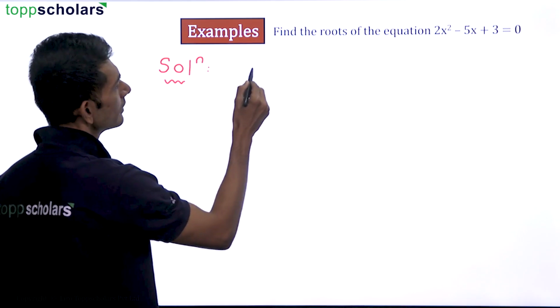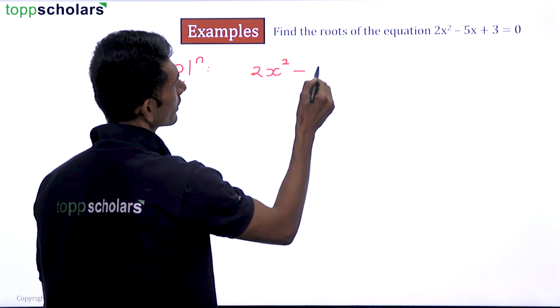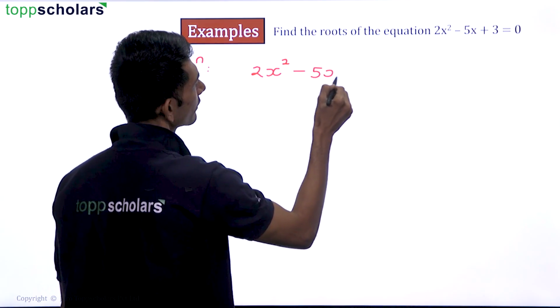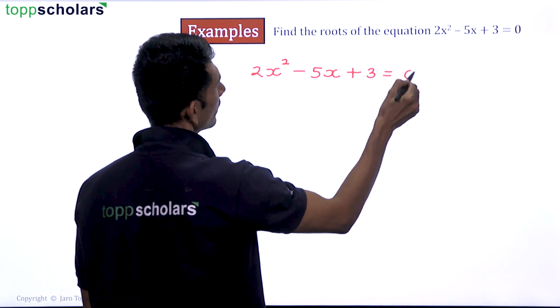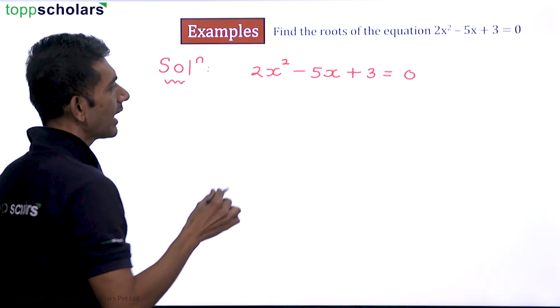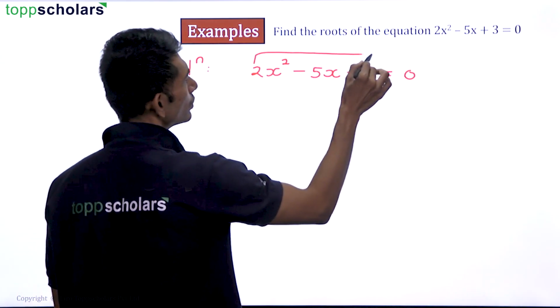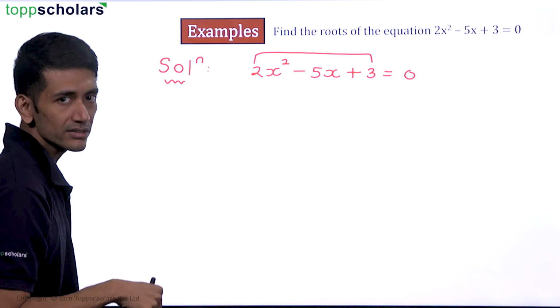So we have 2x square minus 5x plus 3 equal to 0. What we will do is, we will multiply the first term with the last term, that is 2 and 3. So what is 2 into 3? 2 into 3 is 6.